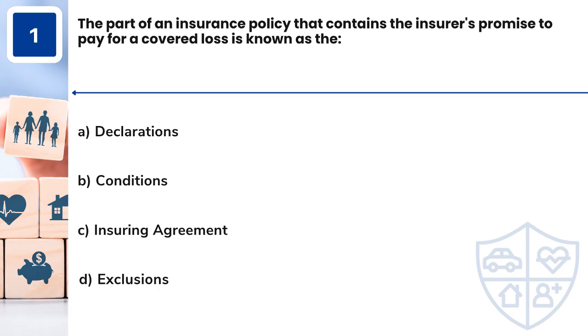Question 1. The part of an insurance policy that contains the insurer's promise to pay for a covered loss is known as the A. Declarations, B. Conditions, C. Insuring agreement, D. Exclusions.